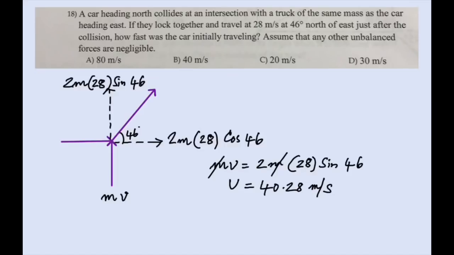So I set them equal to each other because the total momentum before along the y-axis should be equal to the total momentum after along the y-axis. The masses get cancelled out and you get the velocity as 40.28 meter per second.